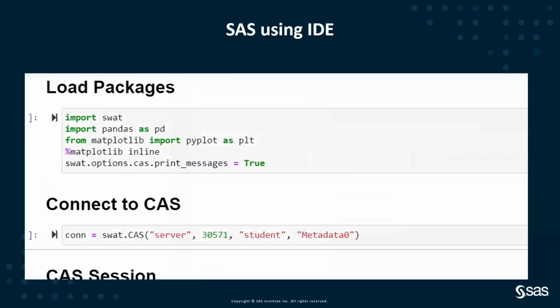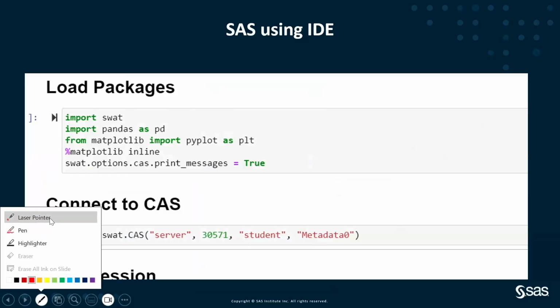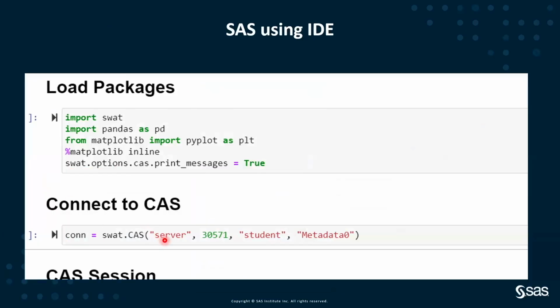So with any IDE, for example, here is an example of a Jupyter notebook where you are importing, for example, the pandas package, and then making a connection to a CAS server. We will see a bit more detail as we go to the demonstration. But for now, I just wanted to showcase the screenshots.